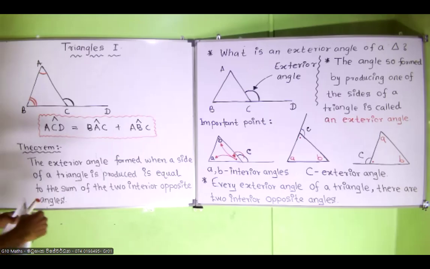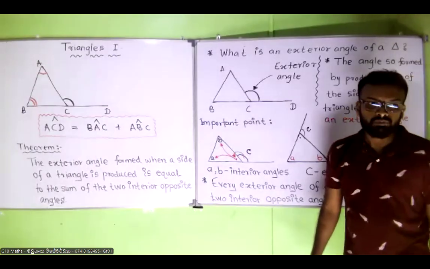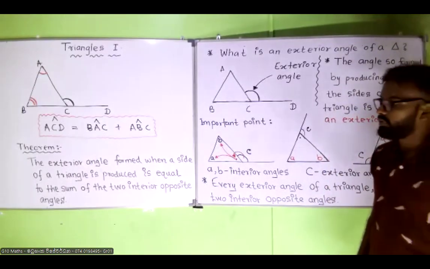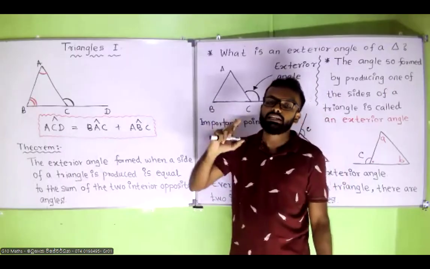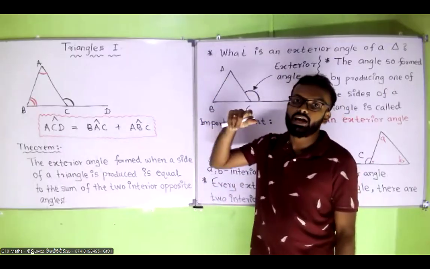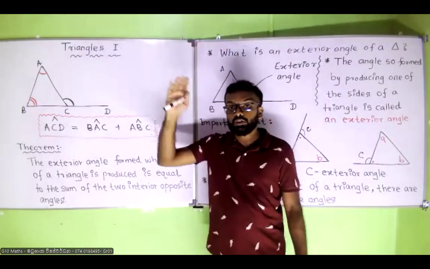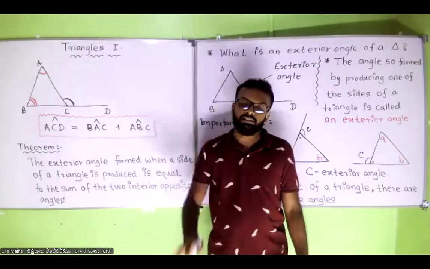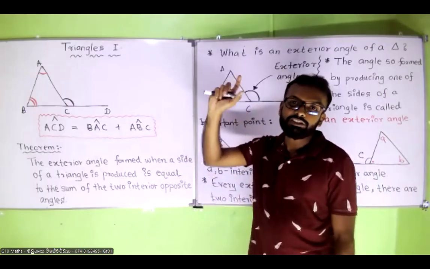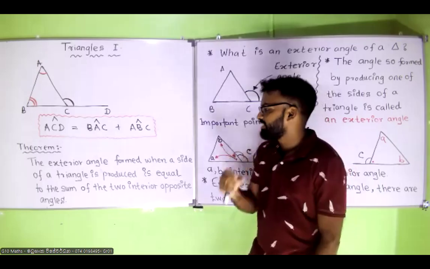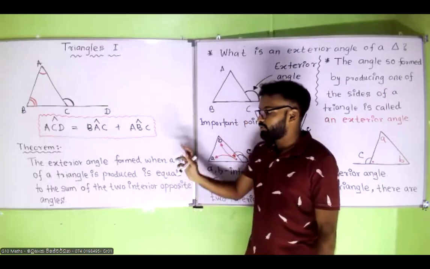In grade 9 we stated it in a separate way. The exterior angle so formed by extending or producing one of the sides of the triangle is equal to the summation of the two interior opposite angles. When it comes to grade 10, they have made a little bit of change. The exterior angle formed when a side of a triangle is produced is equal to the sum of the two interior opposite angles.